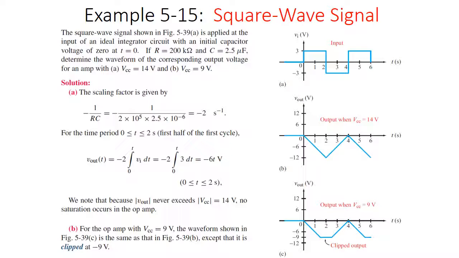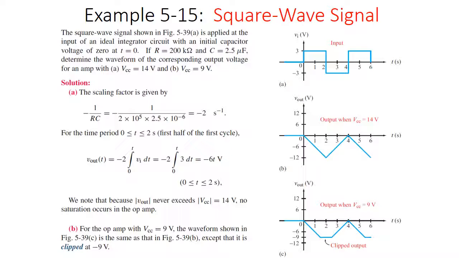The scaling factor we're going to use is the scaling factor for time. Remember, 1 over RC is going to be our scaling factor of minus 2 seconds to the minus 1. Then we look at the integration: V out equals minus 2, the scaling factor, times the integral of V_I dt. We can look at each one of those input signals, because each one of those pulses can be integrated, and we can pull out what the output is for different time periods.